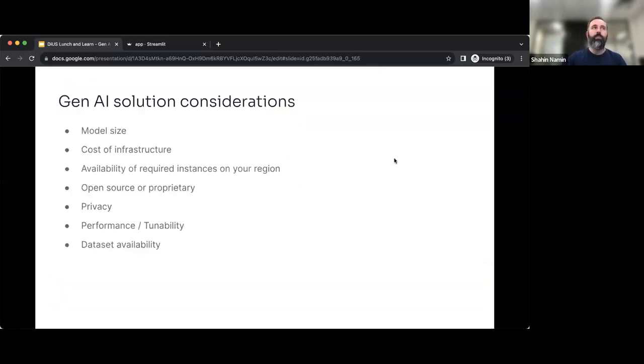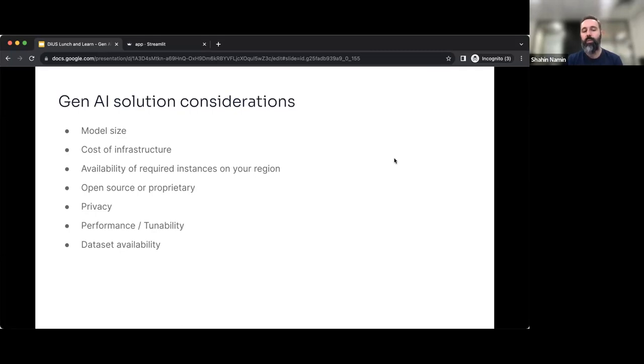So, a few take-home messages. Model size is important, so you might want to be careful. The cost of infrastructure might be expensive, so you might want to use different techniques or model sizes. Sometimes what cloud providers provide in your region might be limiting what you can do, and it might impact the model that you choose.